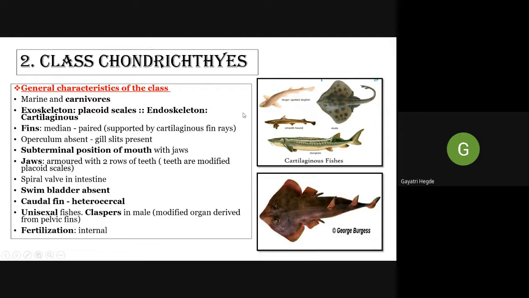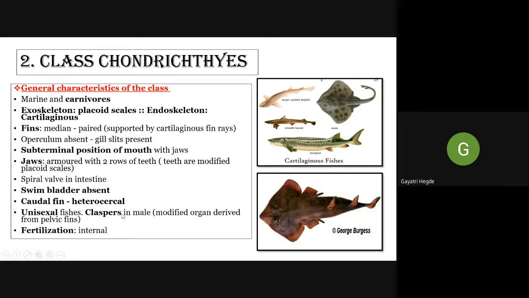Okay. Every fish belonging to class Chondrichthyes, cartilaginous fish, what is their fin like? What is the caudal fin like? It is heterocercal. Okay, next is coming to reproduction of this class. All the fishes are unisexual. Unisexual means what? Sexes are separate. Okay, the male fish will be separate, the female fish will be separate. Okay, and claspers are present in the males. These are special organs which are used for reproduction.